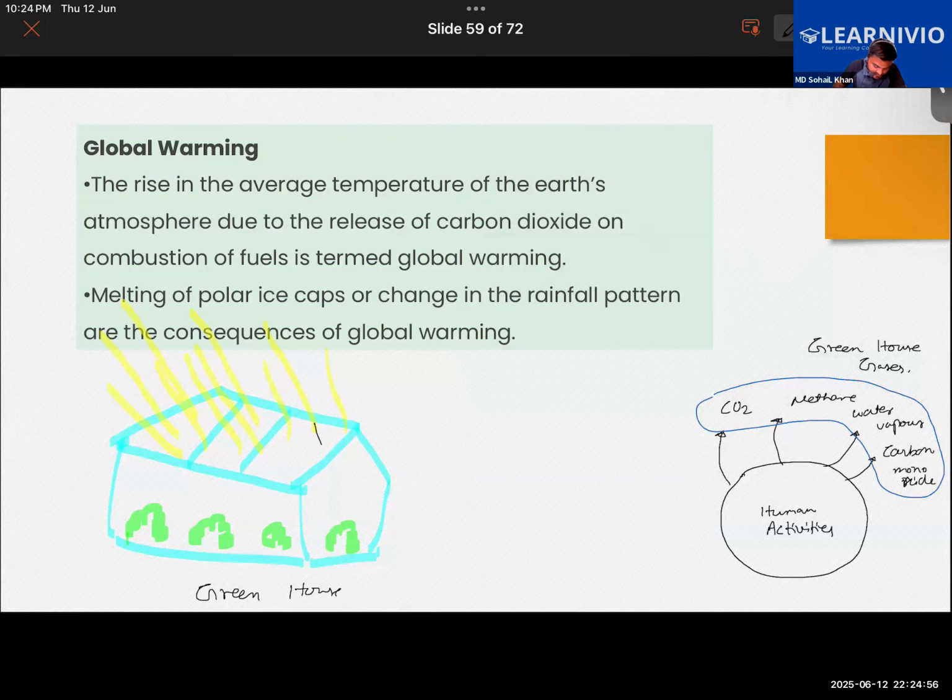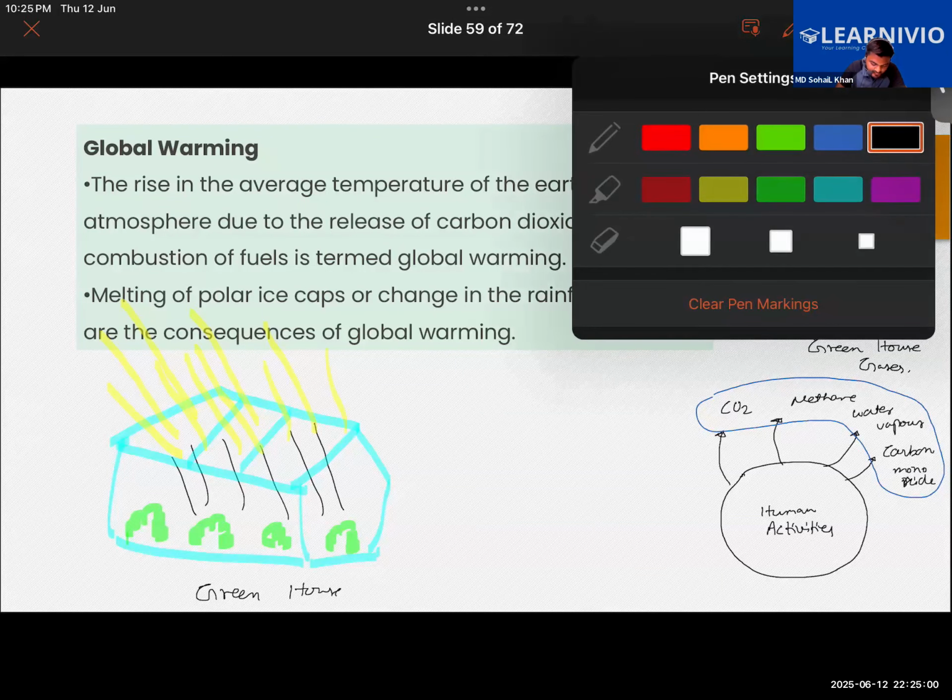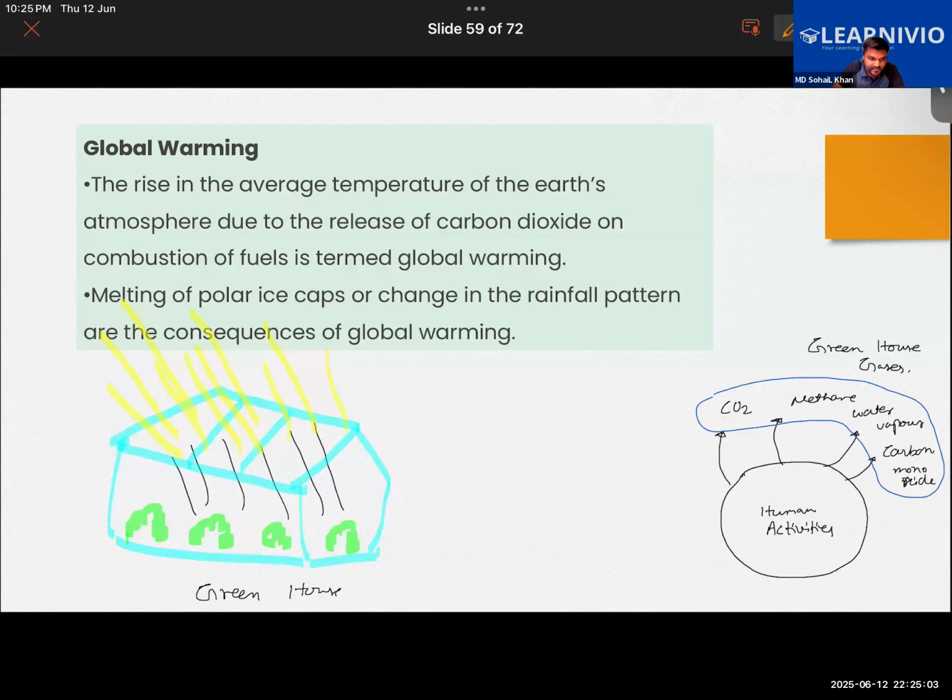Okay, now the sunlight will be entering inside the house, but the heat energy from the sunlight is trapped by the roof, by the glass, particularly by the roof. By the glass roof, the heat energy is trapped. Heat from the sunlight is trapped, and it cannot escape from the greenhouse now. So the internal temperature of the greenhouse increases, right?